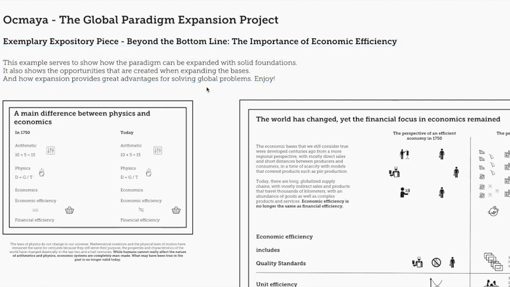We have three main goals. First, it should show how an expansion of the paradigm can improve social outcomes. Second, it shows clearly the opportunities that you have through this paradigm expansion without providing any solutions, so that your individual creativity can come into play. And third, it looks at how the expansion creates advantages for social value. So enjoy.